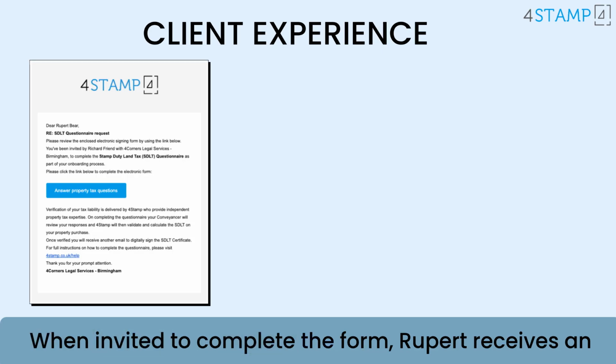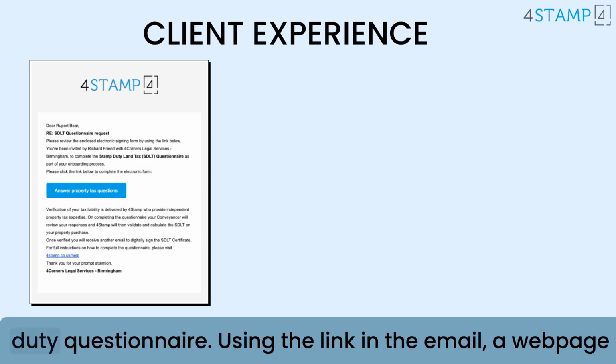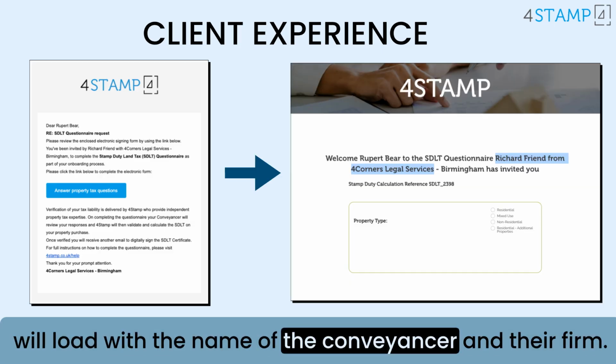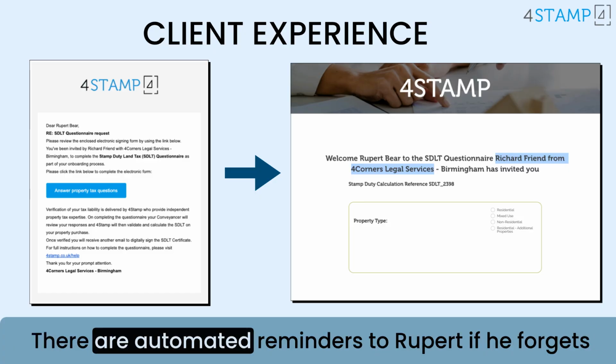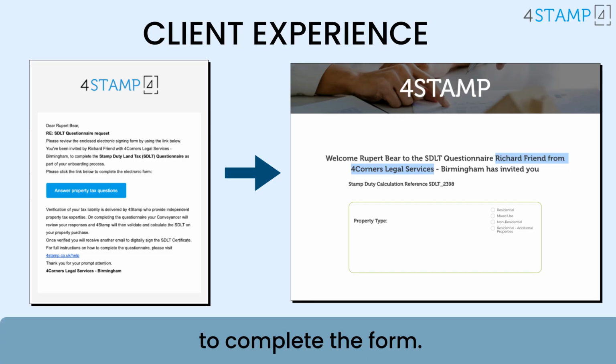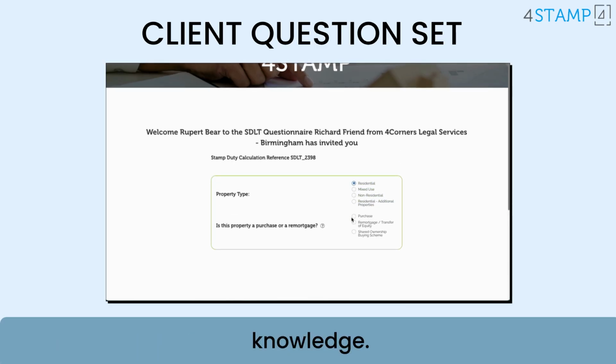When invited to complete the form, Rupert receives an email from 4Stamp asking him to complete the stamp duty questionnaire. Using the link in the email, a web page will load with the name of the conveyancer and their firm. There are automated reminders to Rupert if he forgets to complete the form. Rupert completes the questions to the best of his knowledge.